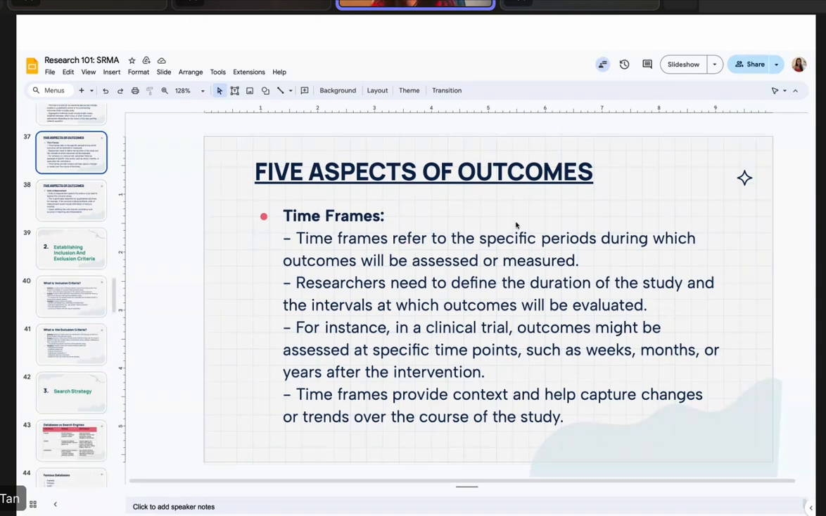You have your time frames, so the specific periods during which the outcomes will be assessed or measured. This is what we've talked a lot about just now with the cohort studies and clinical trials. So like, is it 6 months? Is it 2 weeks? Researchers need to define the duration of the study and the intervals at which the outcomes will be evaluated. For instance, in clinical trials, outcomes may be assessed at specific time points. So this is the follow-up that I mean, such as weeks, months, or years after the intervention. Time frames provide context and help capture changes or trends over the course of the study.